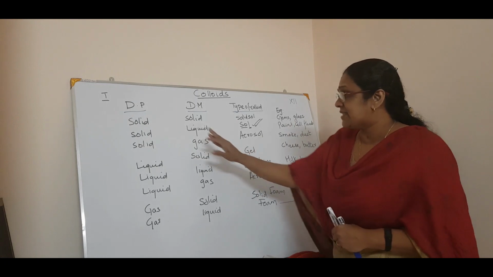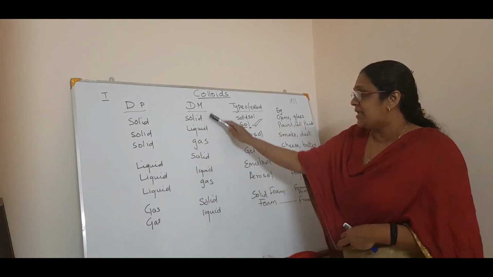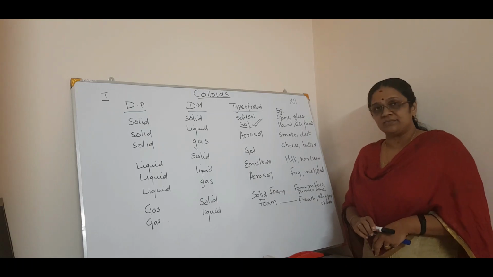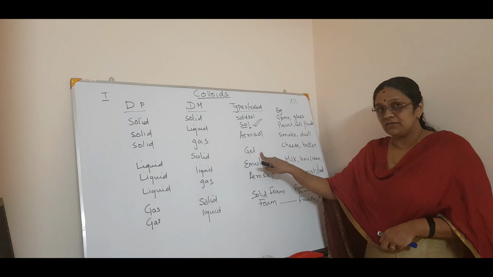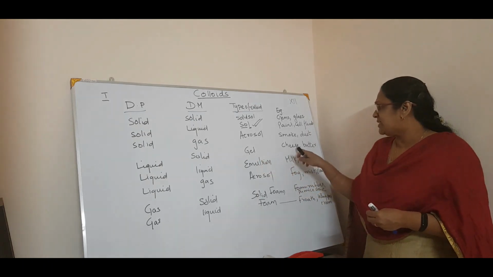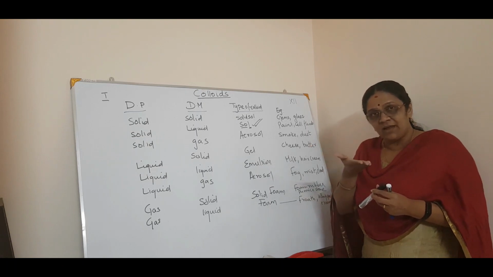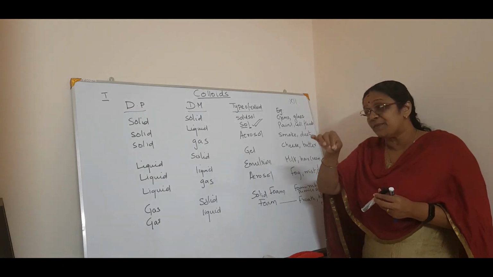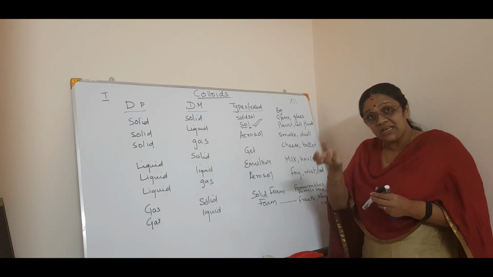Now, smoke and dust. Next is coming to liquid. Dispersed phase is liquid and dispersion medium is solid. So what will it be? It is called gel. You know gel, no? So that is cheese, butter. Cheese means it is a solid and the liquid is dispersed into it. Butter, cheese, etc. Gels, jellies, etc.